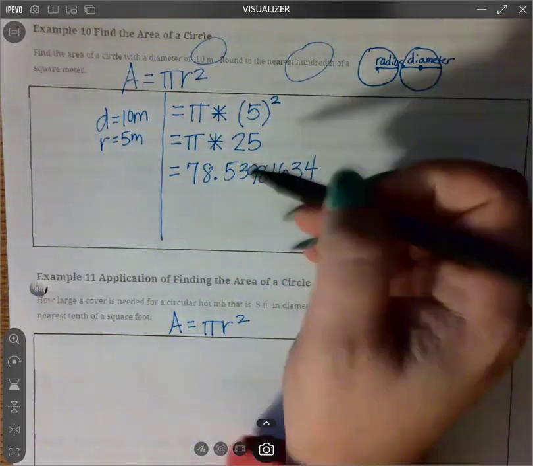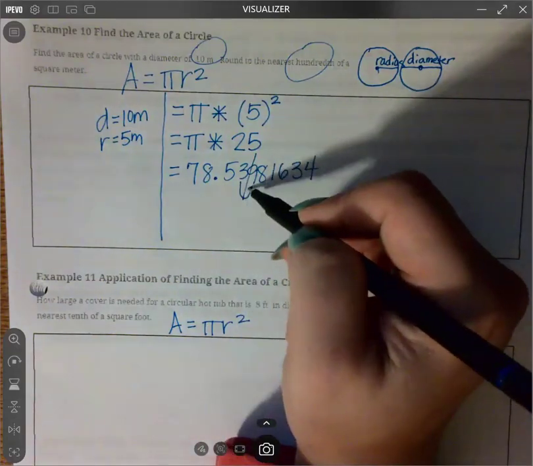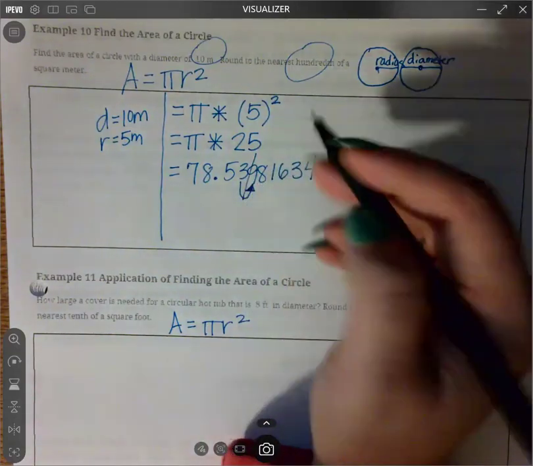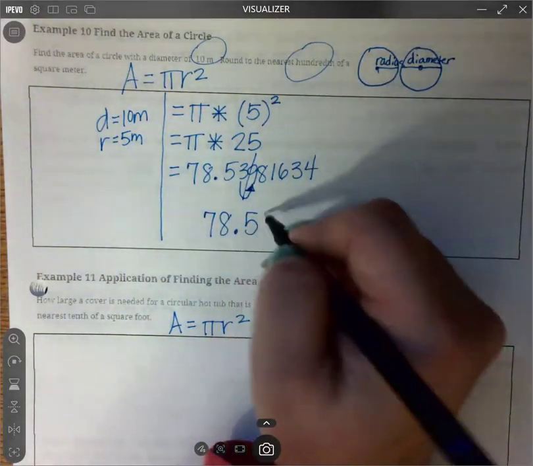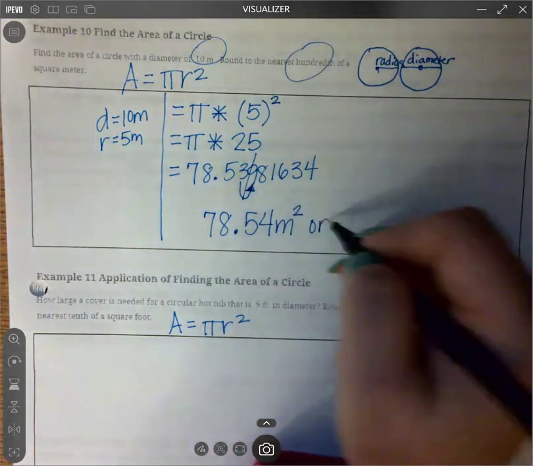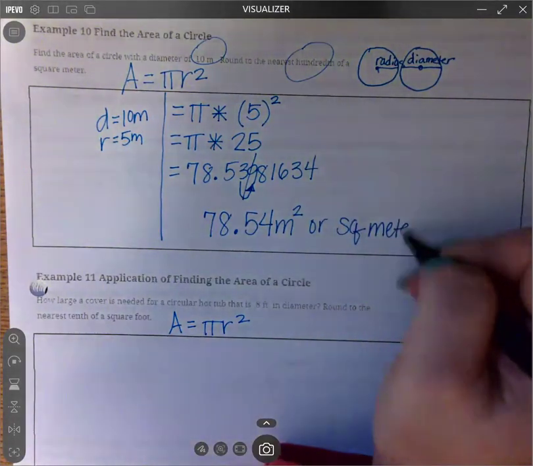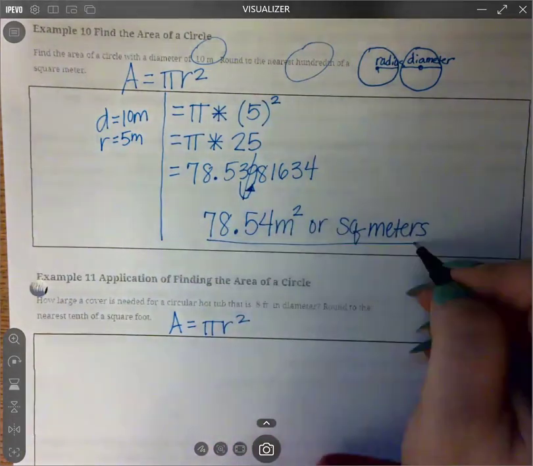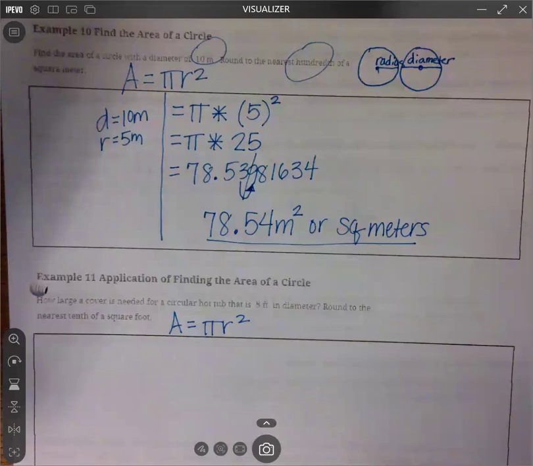We're rounding to the hundredths place, so 2 decimal places. We look to the number after to see if we round up. We're going to round up to 78.54 meters squared, or square meters. Again, area is the amount of space that would be covered inside the circle.